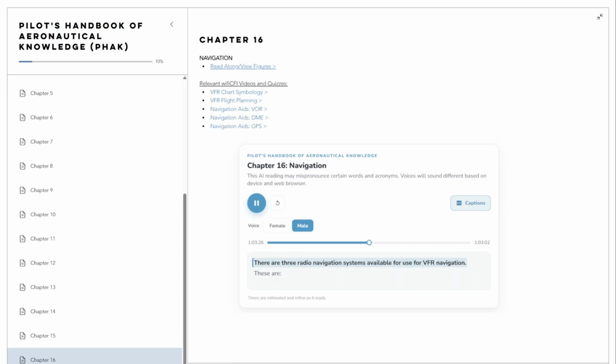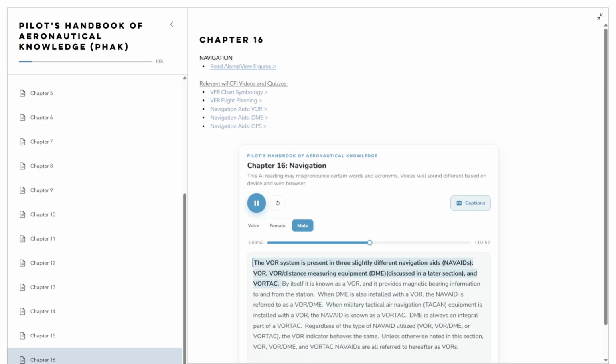There are 3 radio navigation systems available for use for VFR navigation. These are VHF Omnidirectional Range, VOR, Non-Directional Radio Beacon, NDB, and Global Positioning System, GPS. Very High Frequency, VHF, Omnidirectional Range, VOR. The VOR system is present in 3 slightly different navigation aids, NAVAIDs: VOR, Distance Measuring Equipment, DME, discussed in a later section, and VOR-TAC.